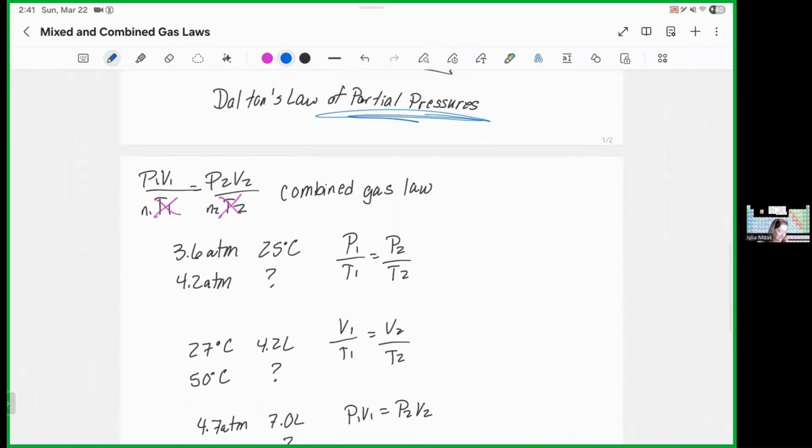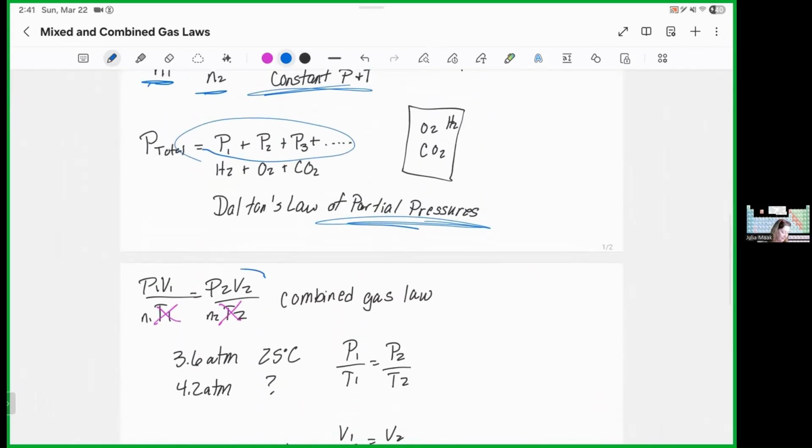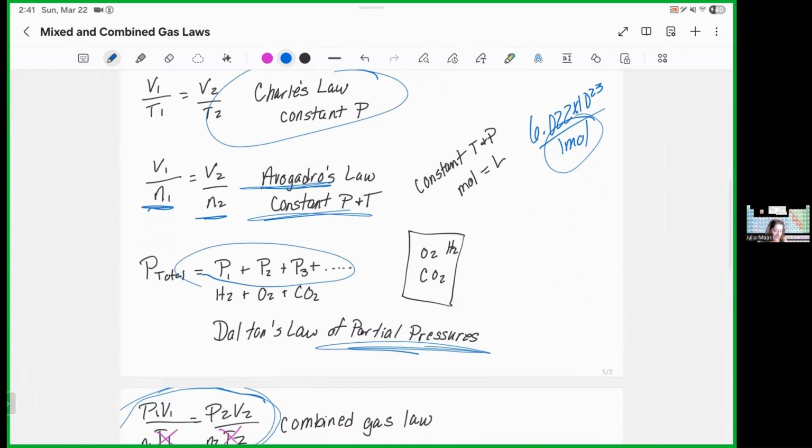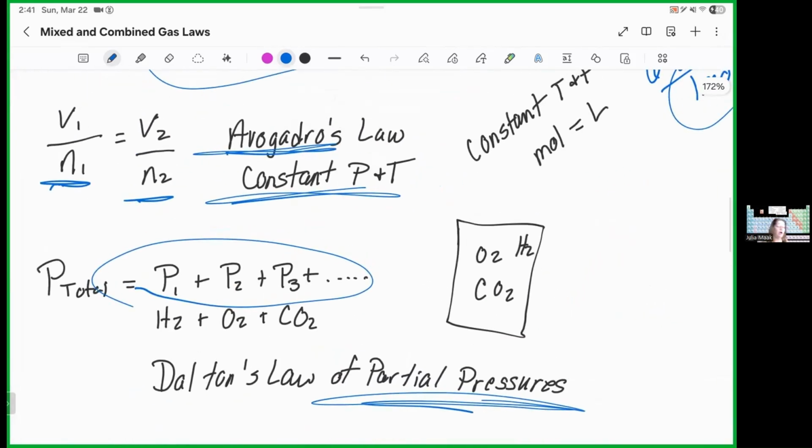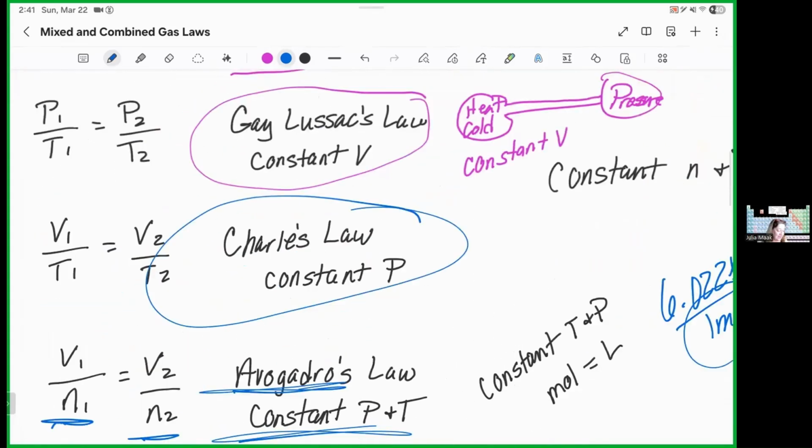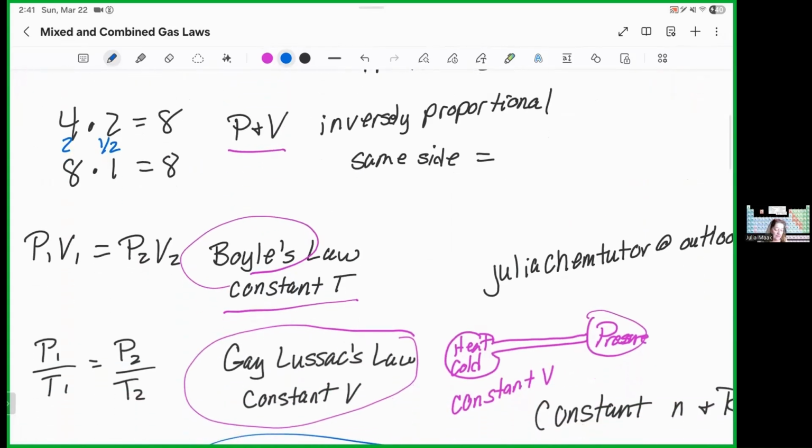If you use your combined law, when you see 2 pressures, 2 volumes, 2 temperatures, just cross out what they don't mention or say is held constant, and then you get the individual law that you need. I do believe that is all I have to say about the mixed and combined gas laws. So now I have done everything with gas laws. I have the one video on the ideal gas law, and then this video on the combined and individual laws. I think I've done everything we're going to do with gas laws.